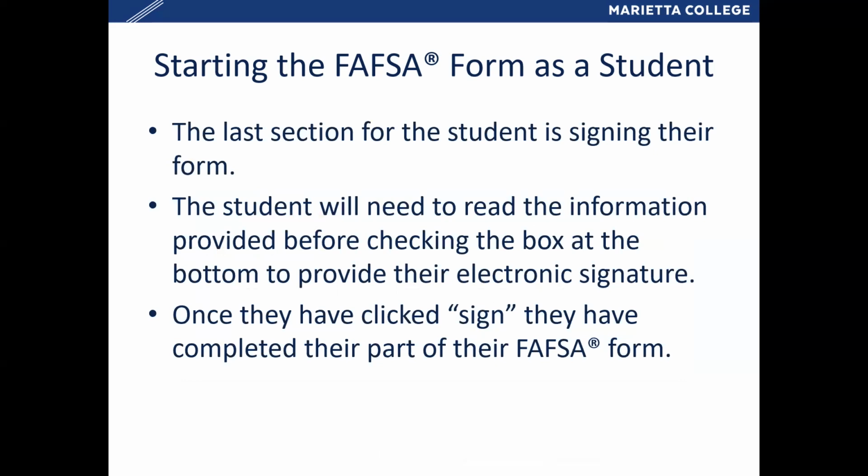So finally, we're ready to sign. Once you've reviewed and you're ready to sign, the student will read the information provided. They will be required to look at the information they're agreeing to, and then they will check the box at the bottom to provide their electronic signature. And then once they've clicked sign, they have completed their part of the form.